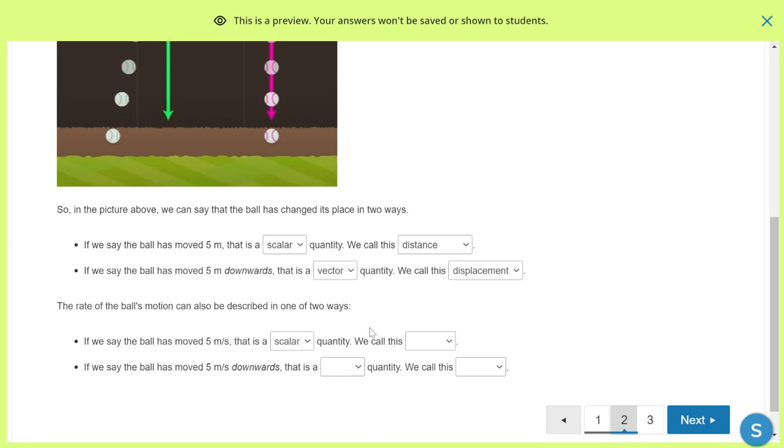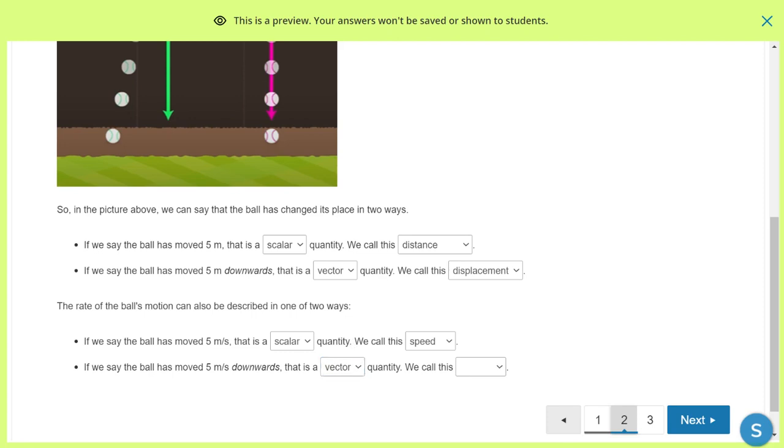Typically when we talk about how fast something's going, we use the word speed. Speed is another way of saying the rate of something's motion. But we can also be more specific about speed being in a specific direction. If I say the ball is moving 5 meters per second downwards, that adds a little bit of extra information to this measurement. It's not just the number anymore. It's also the direction. That would be a vector.